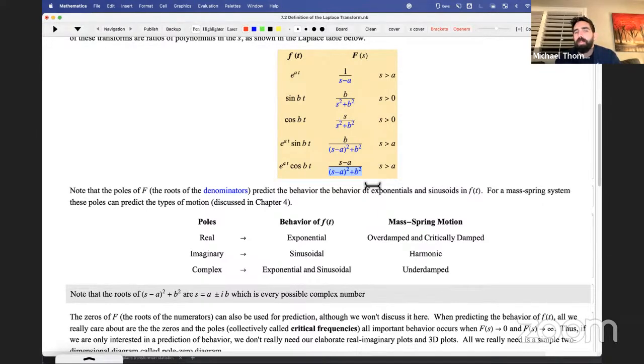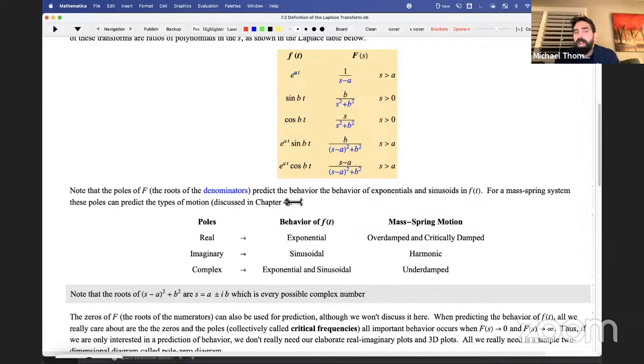So, for example, we can look at the table we already have. Let's take a look at the pole for the first one. So remember, these are polynomials in S. So A is a constant. So the root for this first one would be S equals A, right? If you set the bottom equal to 0 and solved it, you get S equals A. Now, A is a real number, at least for all the problems we're working with.